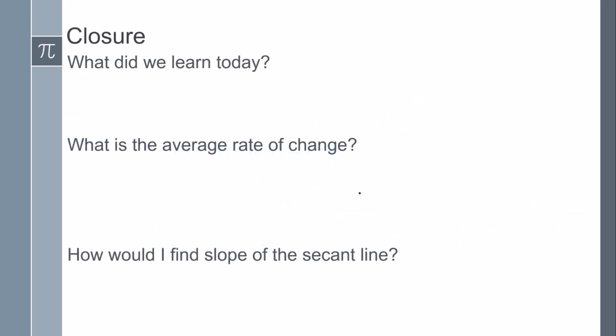So what did we learn today? We talked about the average rate of change and how it's the slope of the secant line. So what is the average rate of change? It's essentially the same thing as the slope, but we use the fancy equation f(b) minus f(a) all over b minus a. And how would I find the slope of the secant line? You would use the average rate of change formula, and that slope is going to be the slope of the secant line. This does conclude our lesson.